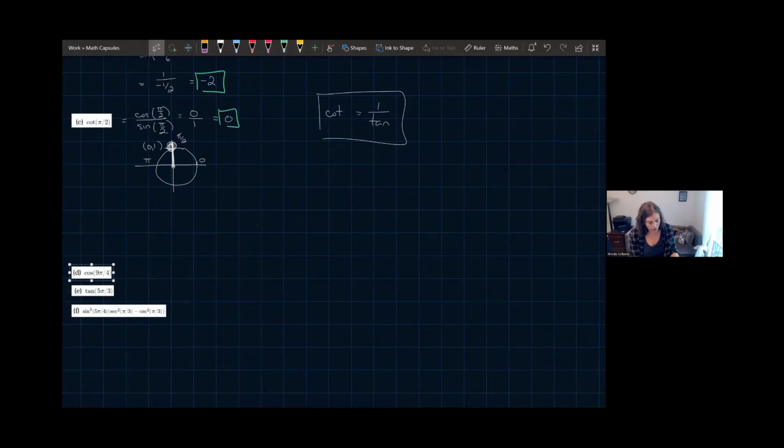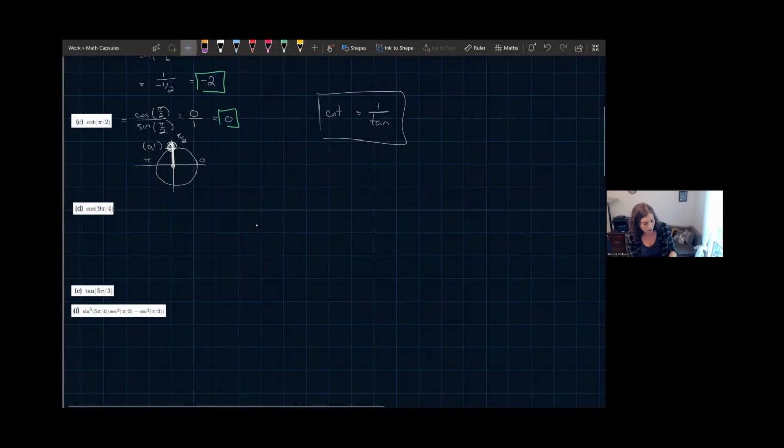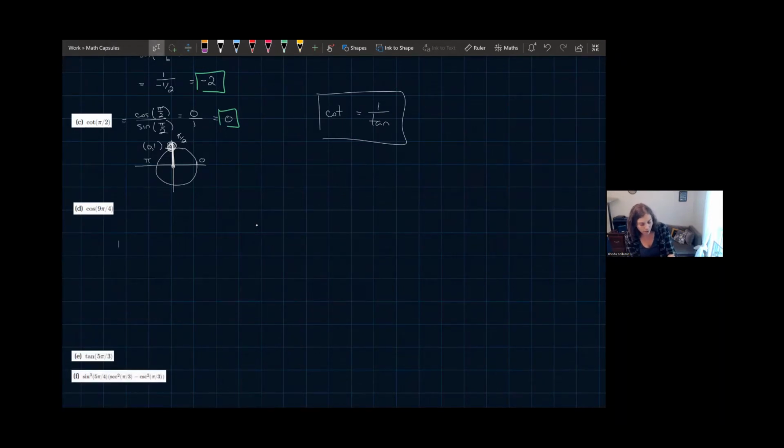Next one. Okay, this time we want a multiple of pi over 4. We're asking for cosine of 9 pi over 4. So divide the top and bottom halves into 4 wedges each. That means each one is worth pi on 4.